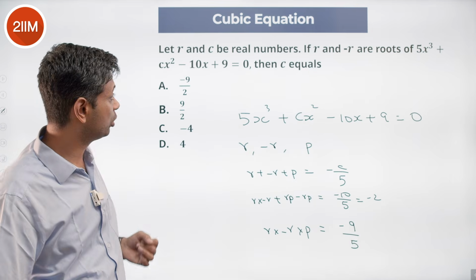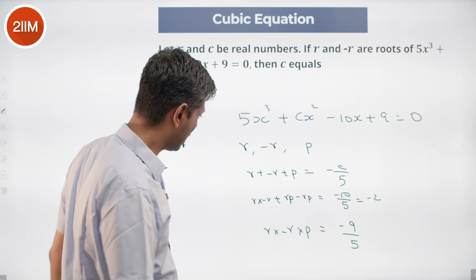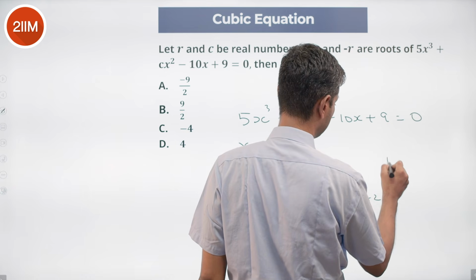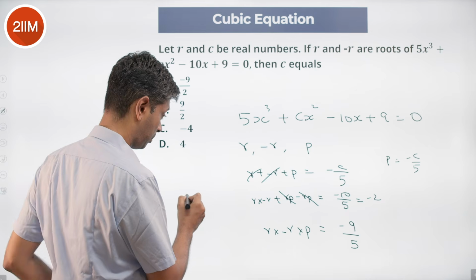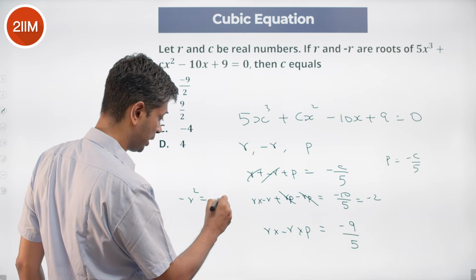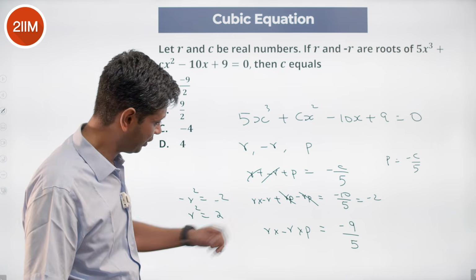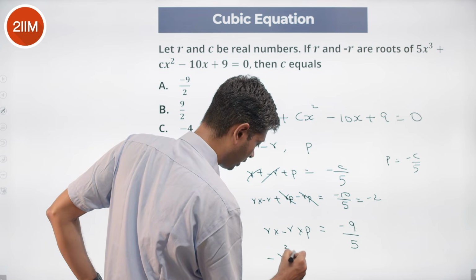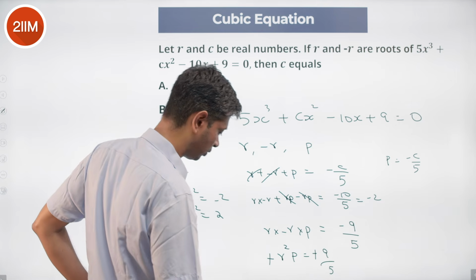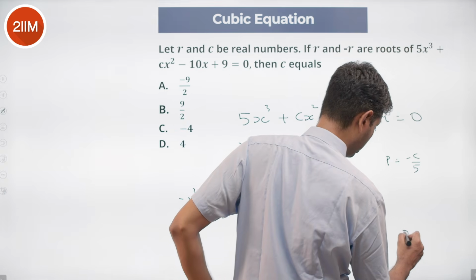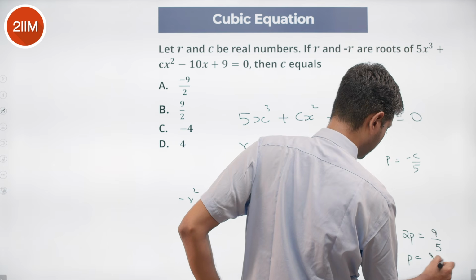Using these 3 equations, we should be able to find a value for C. Sum of the roots, taken 2 at a time, 3 at a time. So R plus minus R is 0, P is minus C by 5. RP minus RP is 0, minus R square equals minus 2, R square equals 2, R is root 2. Here we have minus R square into P equals minus 9 by 5. Cancel off the minus, R square is 2, 2P equals 9 by 5, P is 9 by 10.